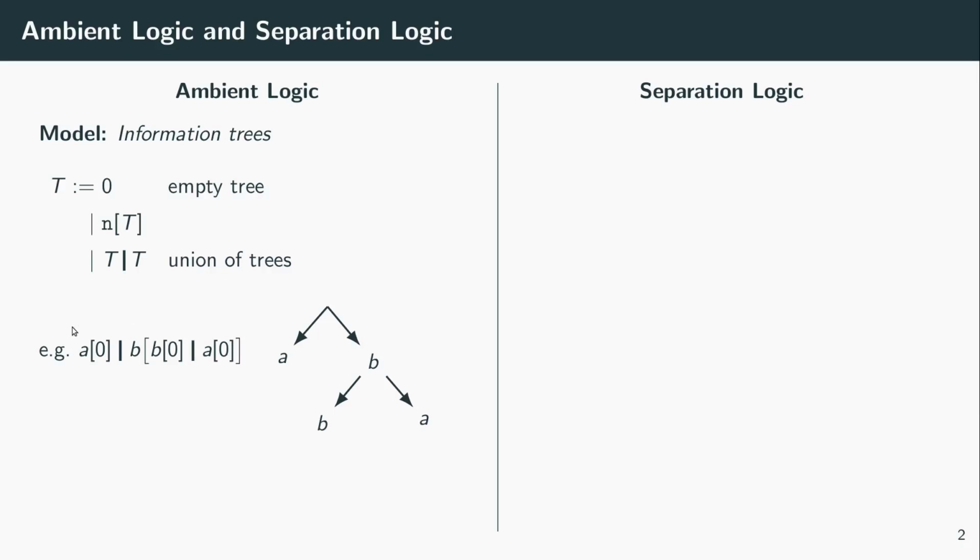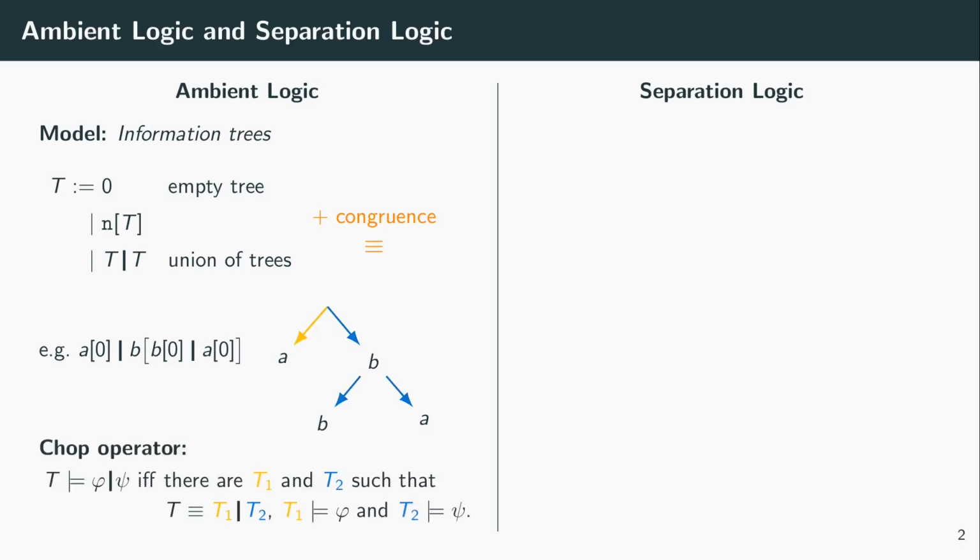So for example, this expression here on the left corresponds to the tree on the right, where the parallel composition states that on the left I have a tree where the root has only one child, labeled A, whereas on the right I have a tree where the root has only one child, labeled B, that gives a tree with two children, B and A. Now, the ordering of the children does not matter in ambient logic, and that's why the trees are taken up to a certain congruence that specifies that the parallel composition is associative, commutative, and that the 0 is the identity element. Now, from this parallel composition, then in the logic, we have the chop operator.